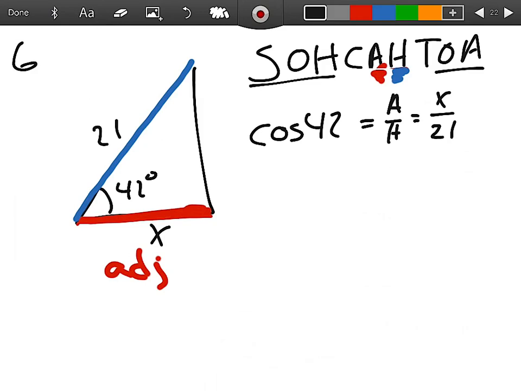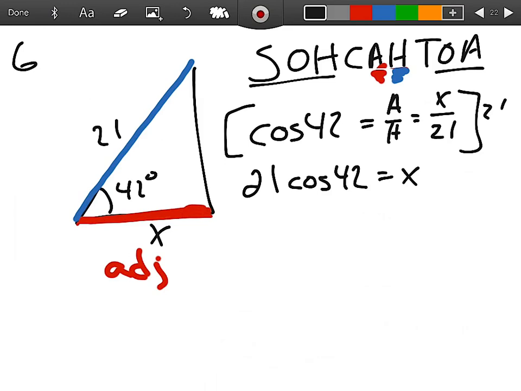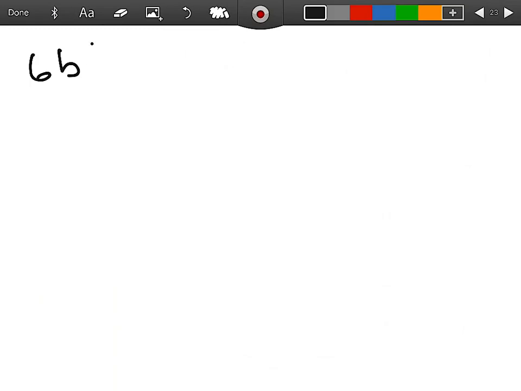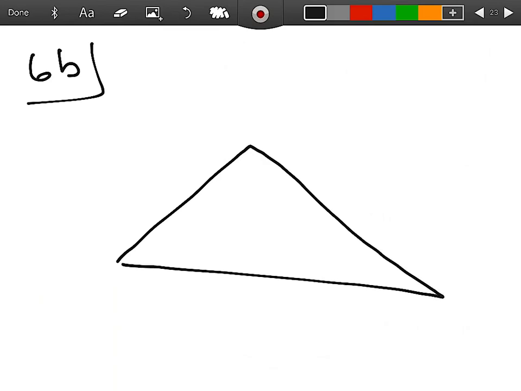So in this flip-flop version, all you need to do is multiply everything by 21, sorry. If I multiply this whole spiel here by 21, I get 21 cosine of 42 is equal to x. And that ends up being 15.61. B is going to ask you, well, let's just flip pages here so I can write nice and big. 6B, here it gives you a kind of a crazy one.